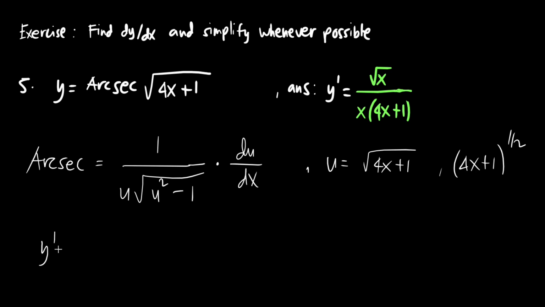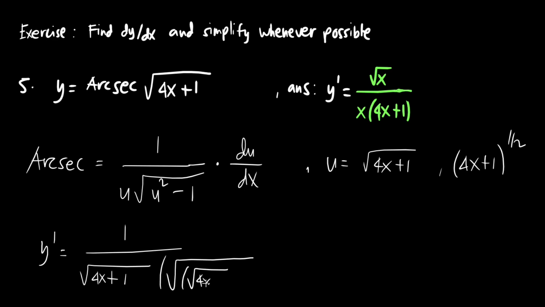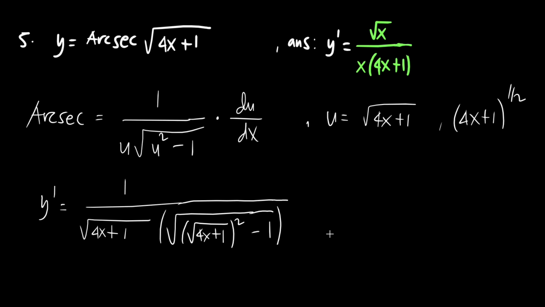So y prime is equal to 1 all over u, where u is the square root of 4x plus 1, multiplied by the square root of u squared minus 1, where u is the square root of 4x plus 1. So du over dx: the derivative of 4x plus 1 raised to the power of 1 half is just equal to 1 half, copy the inside, and 1 half minus 1 is negative 1 half. So the derivative inside is 4.